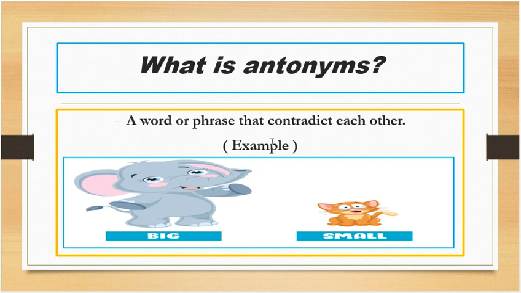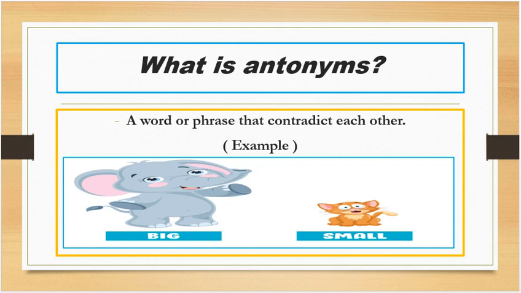So from the example here, big, small. If you see here the small, so he is the rat, it is so little. But if you see here the elephant, it's wide, it's huge, it's tall. So that is what we call antonyms. Big and small. To make it easy, that is an opposite.